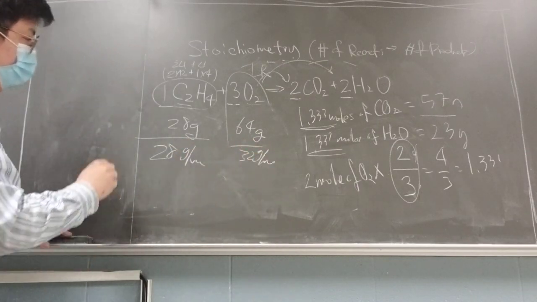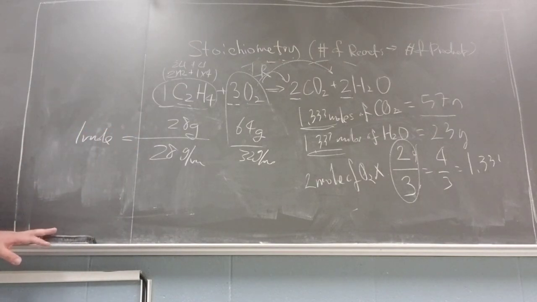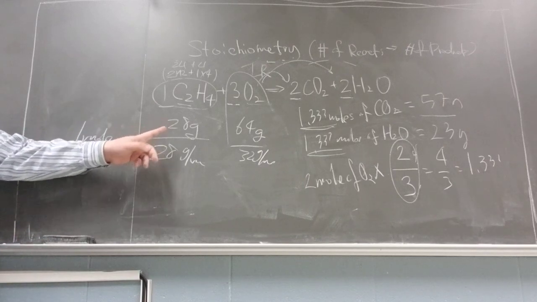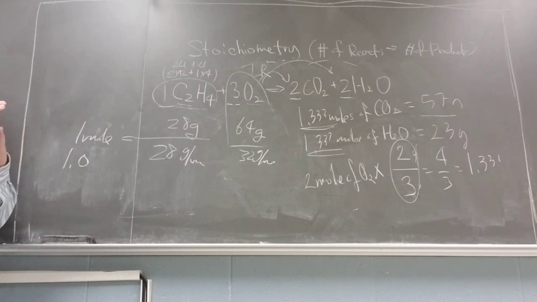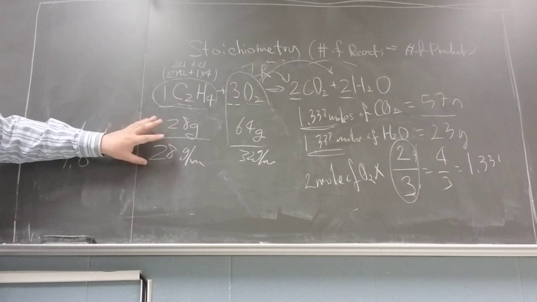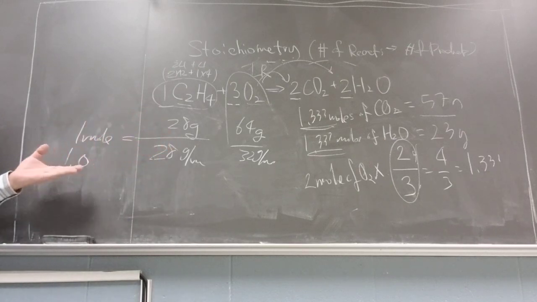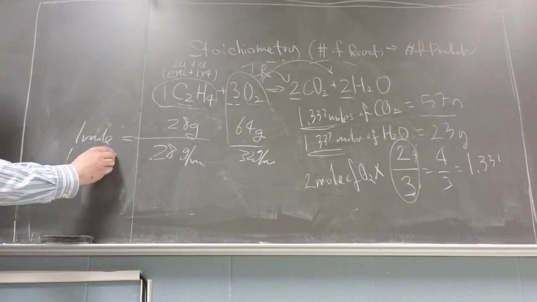Here, I just give you one mole, right? But technically, it will be 1.0, because you have two significant figures. If it's multiplication or division, you still need to follow the lowest number of significant figures, which is two, so you can just grab a 2. So I just give it one mole, but technically speaking, it's 1.0 mole.